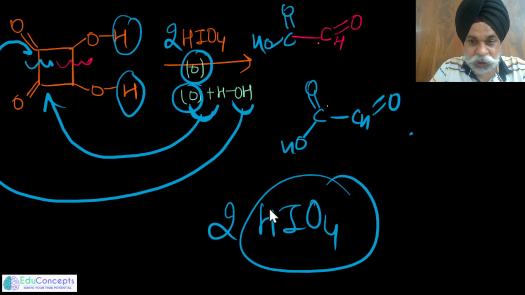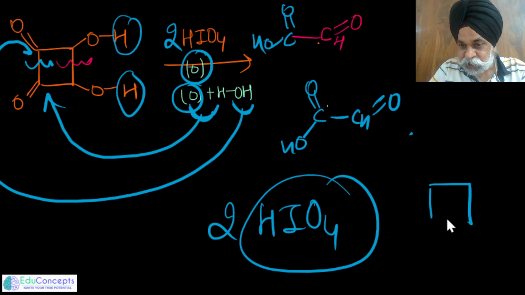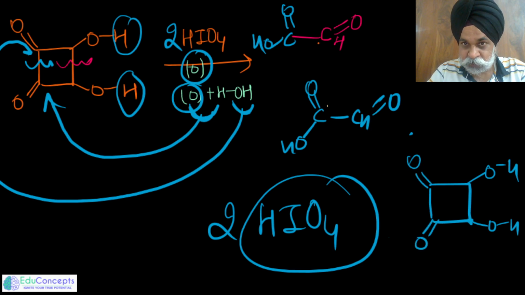And I have already spoken of many things upon the Malaprade oxidation. You just refer to that one: the number of splittings or bond cleavages you do during usage of periodic acid, that many moles of HIO4 are used. So I did 2 cleavages, so 2 moles of this are used.